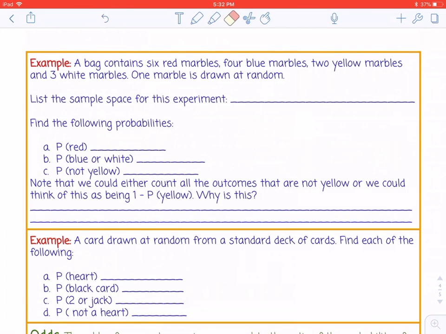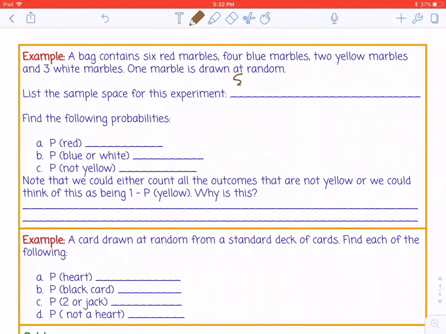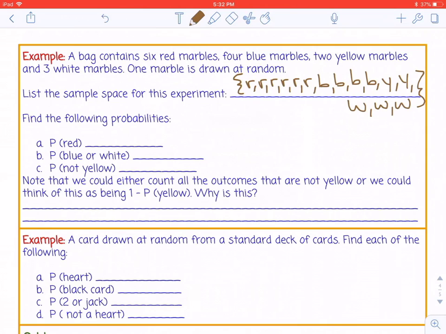Let's look at another example with marbles this time. A bag contains 6 red marbles, 4 blue marbles, 2 yellow marbles, and 3 white marbles. 1 marble is drawn at random. So we would just need to list them out as 6 red, 4 blue, 2 yellow, and 3 white are our possible things we could draw out of the bag.